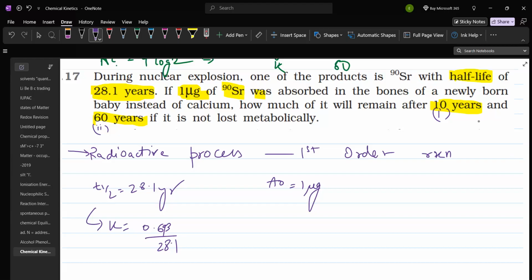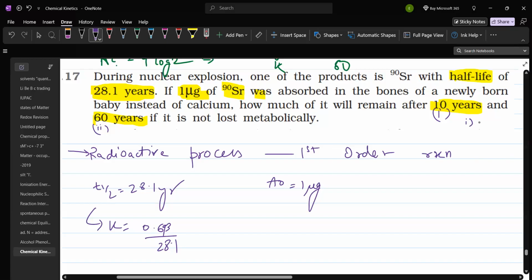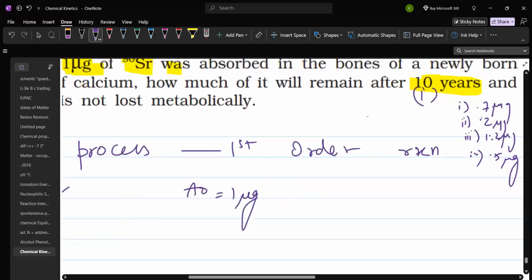Yes, sir. If the options are 0.7 microgram, 0.2 microgram, 1.2 microgram, and the fourth one 0.5 microgram, which one will be the correct option? 0.7. Yes or no, Rosanna? Yes, sir.